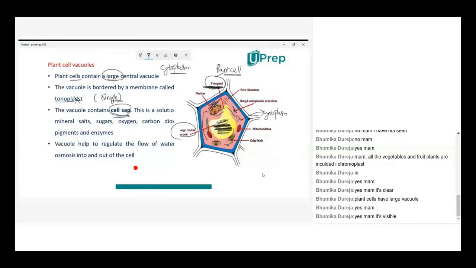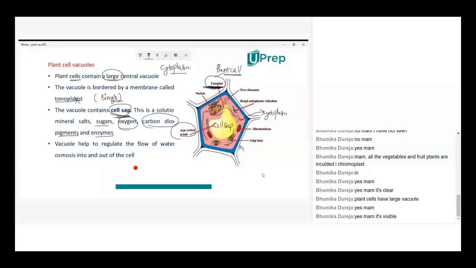Understood the difference? What is the difference between cytoplasm and cell sap? Cytoplasm is inside the cell. Cell sap is inside the vacuole. Here you will find cell sap. Then what else is stored inside the vacuole? Inside the vacuole you will find various minerals and sometimes sugars, pigments, enzymes, and even gases like carbon dioxide and oxygen stored.